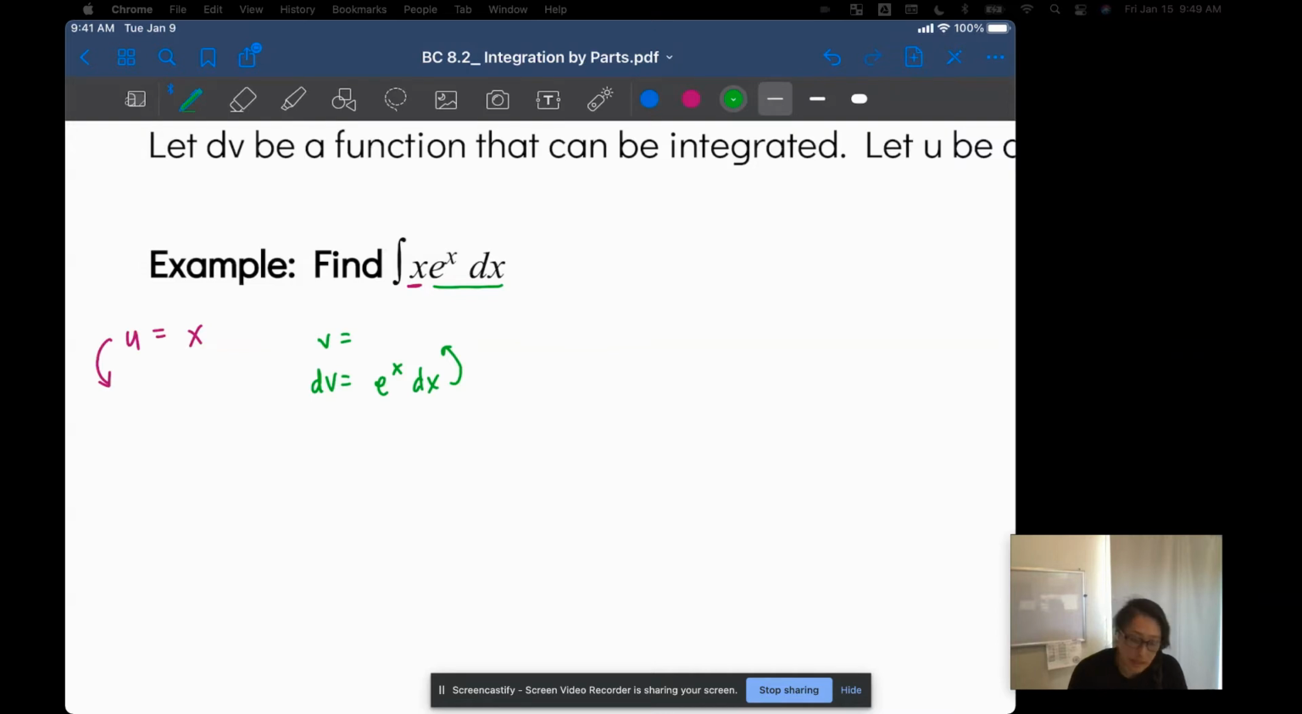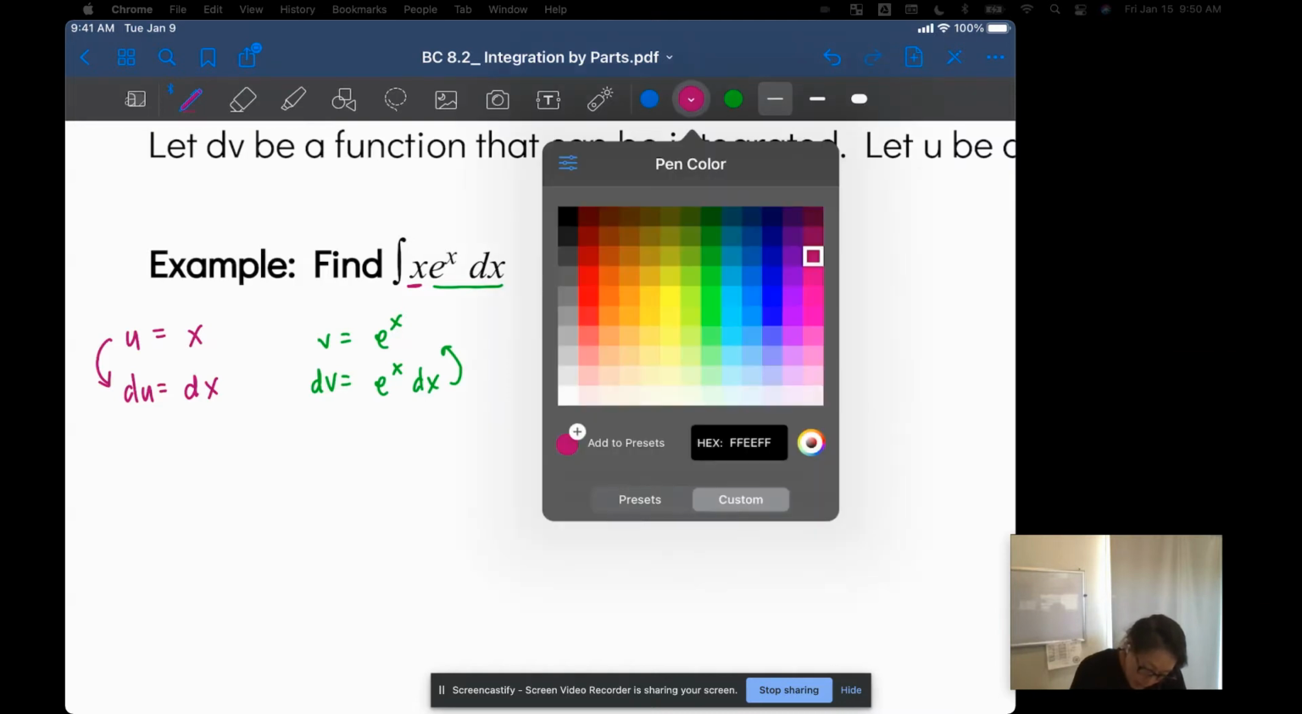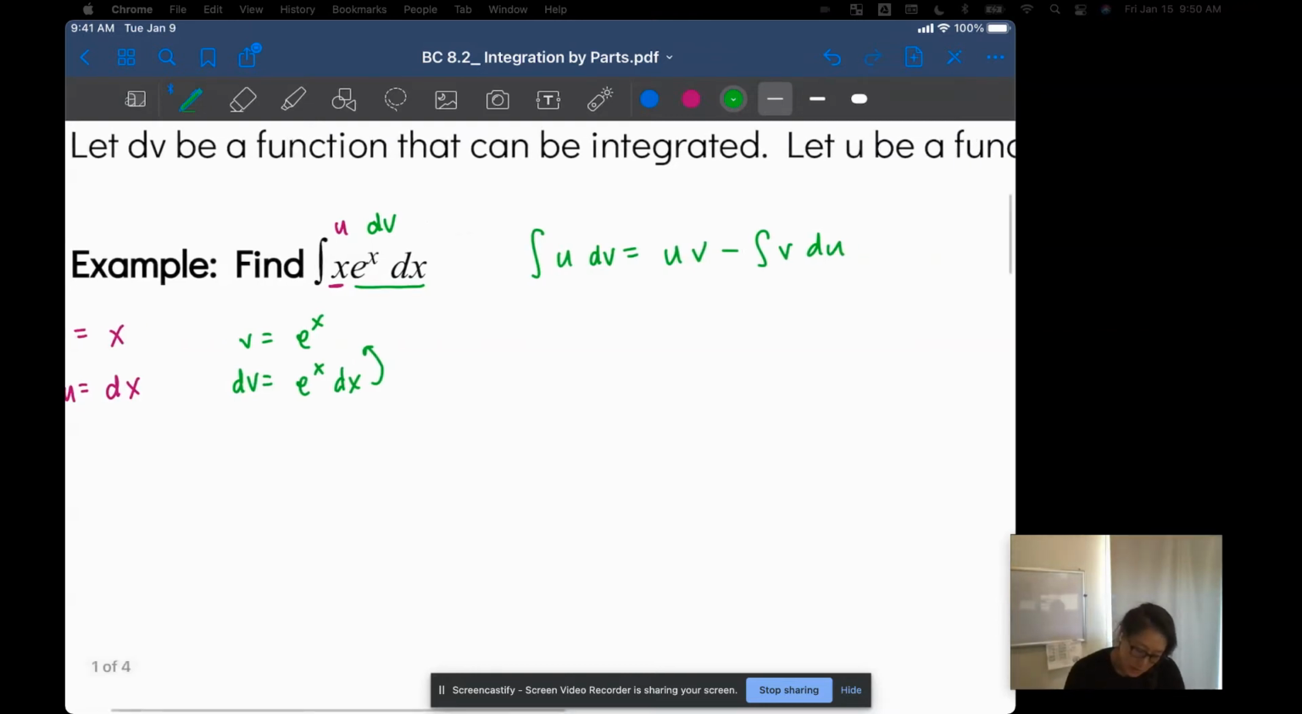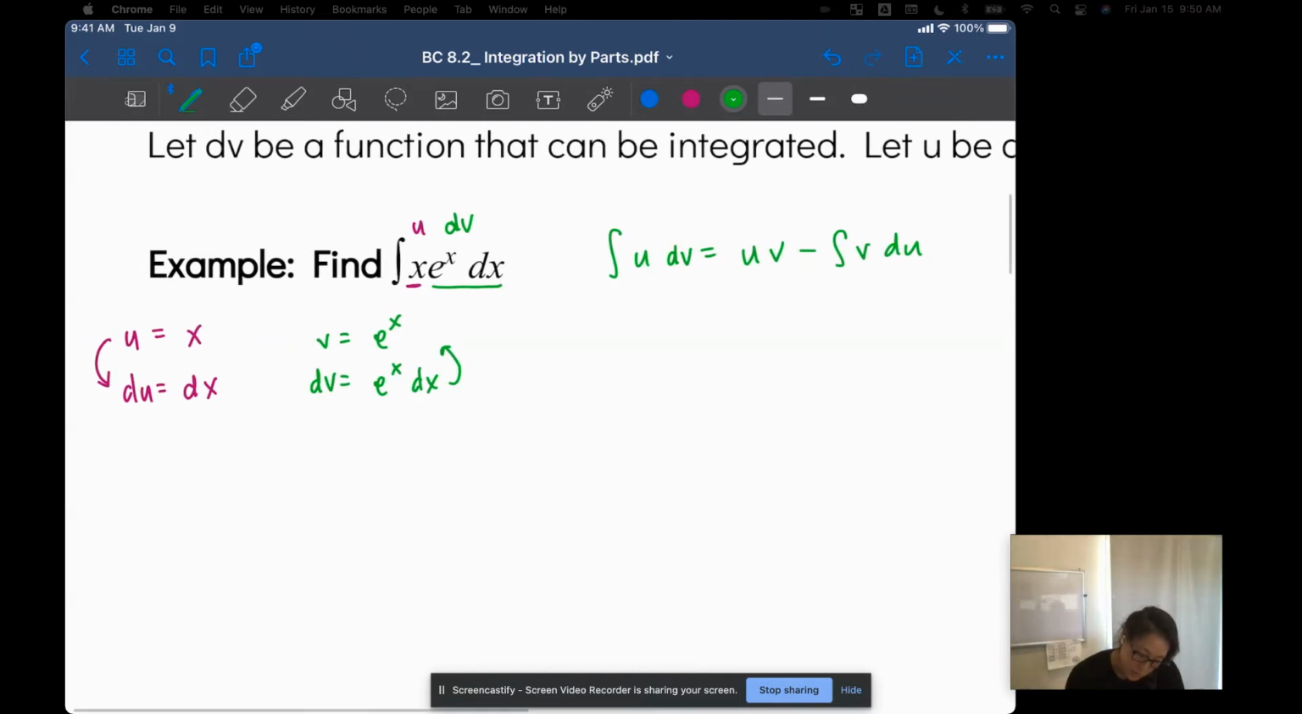So the integral of e to the x dx is e to the x. The derivative of u is du equals dx. Okay, now I use this as my, let's see, my x is my u, and the e to the x dx is the dv. So what I have here is u dv is equal to ultraviolet voodoo, so u times v minus the integral of v times du. So now I just use all my little pieces here.